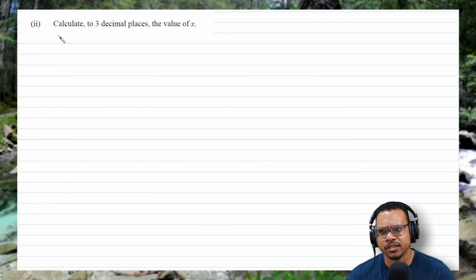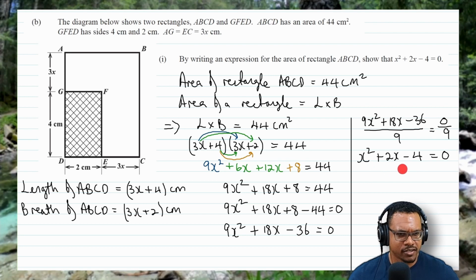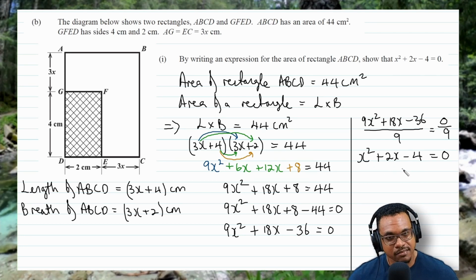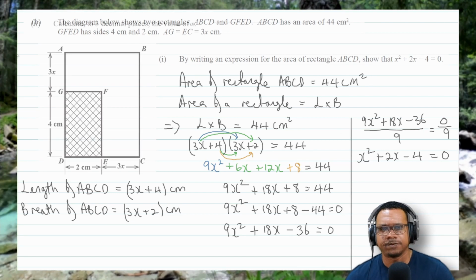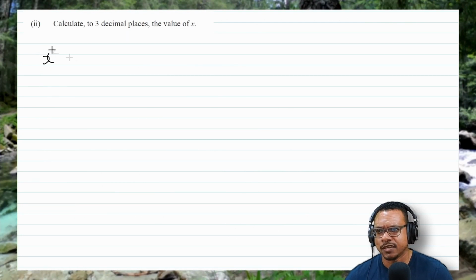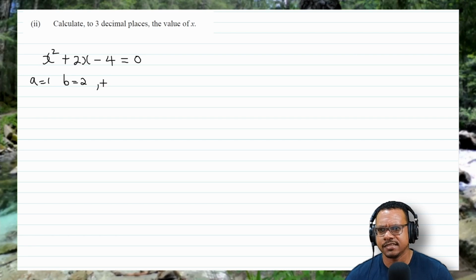Now for part 2 of this question, they want us to calculate at 3 decimal places the value of x. Now this here is a quadratic equation, and from it saying write your answer to 3 decimal places, I already know that you probably wouldn't be able to factorize this. So I'll go straight for the quadratic formula. So let's write back my quadratic, which is x squared plus 2x take away 4 is equal to 0. Write my values for a, b, and c. So a would be 1, that's the number in front of x squared. B would be 2, which is the number in front of x. And c would be negative 4, which is your constant.